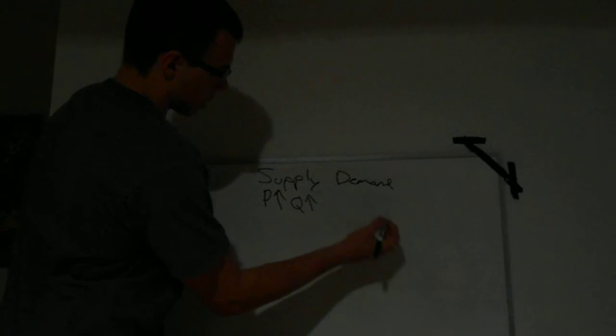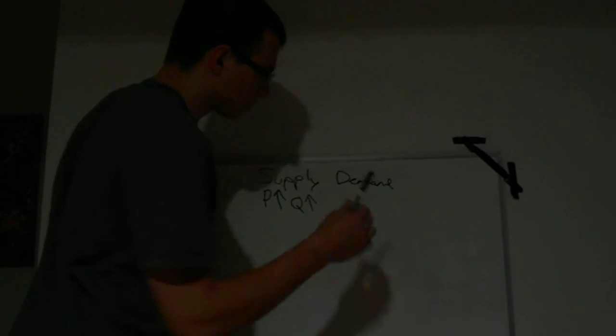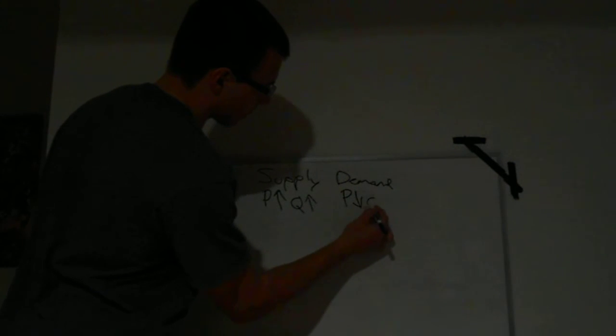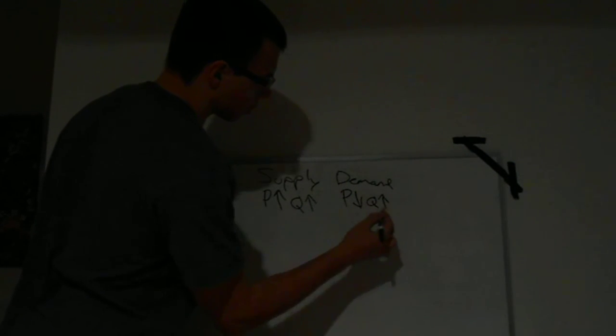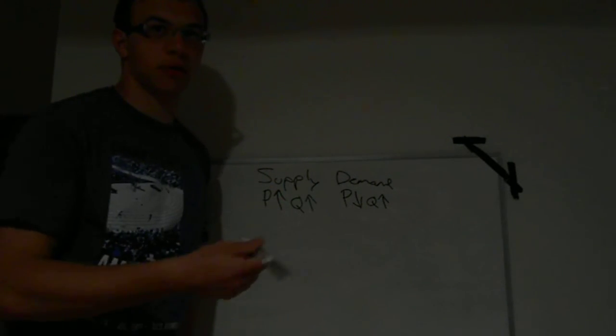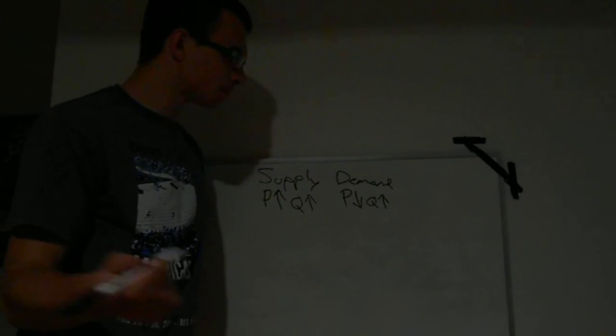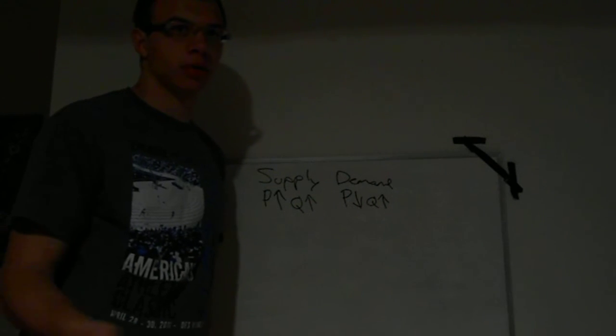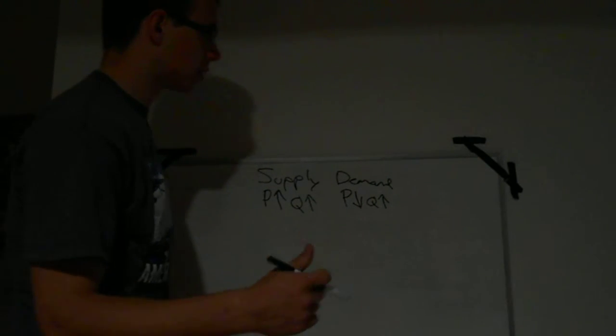So the demand part is for you as a consumer. And what that means is, as price goes down, quantity goes up. Well, if your favorite good's price goes down, you're going to buy more. The quantity you buy is going to go up.